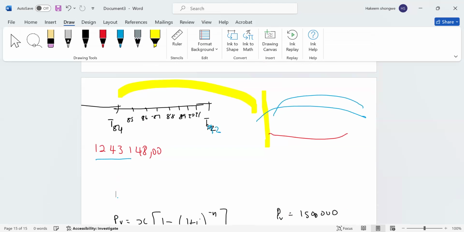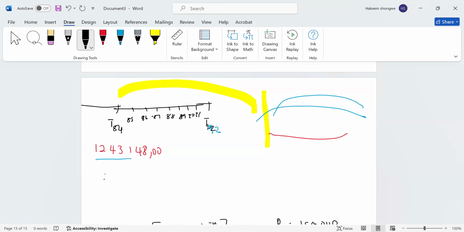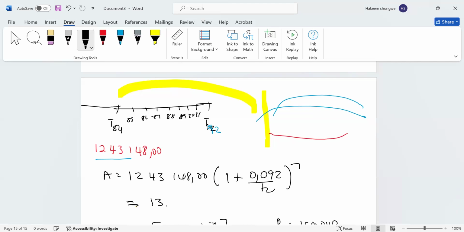We can see it is 2 marks. Because it's 2 marks, we're going to say A is going to equal 1,243,148.00, times 1 plus 0.092 divided by 12, to the power of 7. So we're going to grow this money for 7 months, not 7 years, 7 months. And then what do you get as our answer? 1,311,417.83.